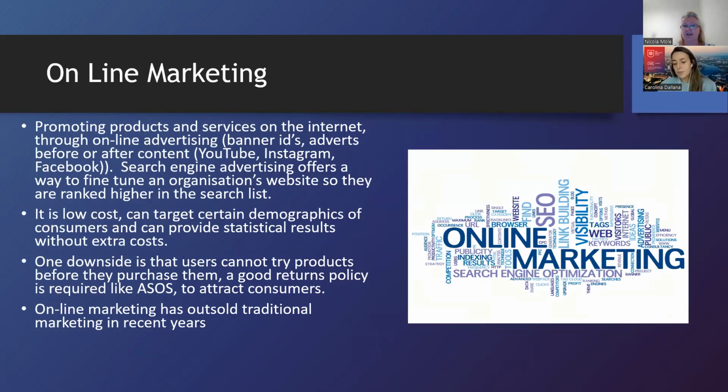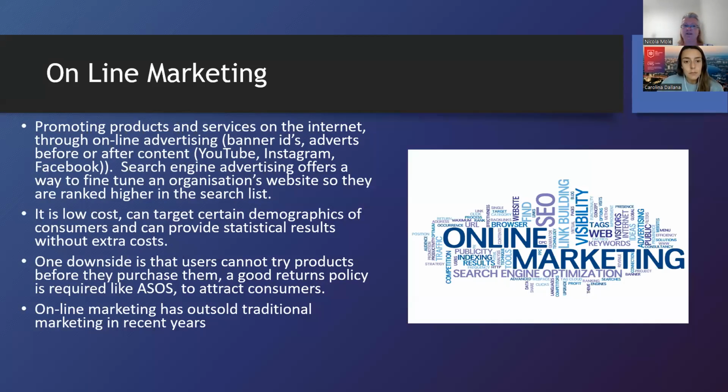So search engine advertising offers a way to fine-tune an organization's website so they are ranked higher in the search list. All right, does your website have the information that people are wanting? If it does, then you will get higher in the search. It's low cost, it targets certain demographics and provides statistical results without spending too much money.